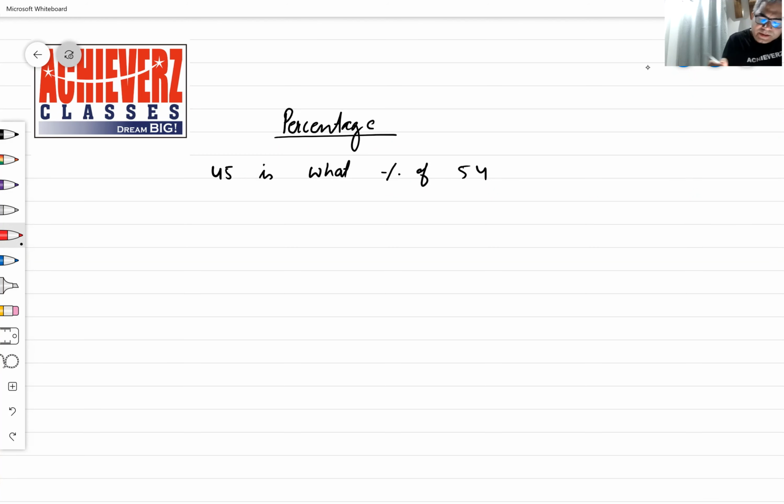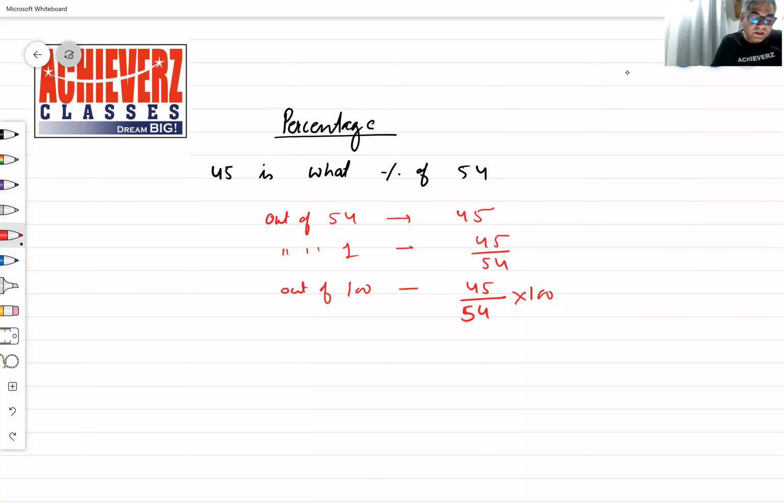So that means we can do it simply by the unitary method. Out of 54, we have 45. Out of 1, we will have 45 over 54. Using this unitary method, you will get this, and now you can simplify this.